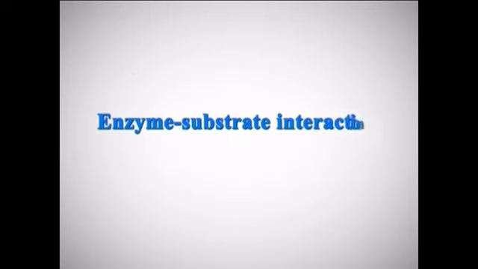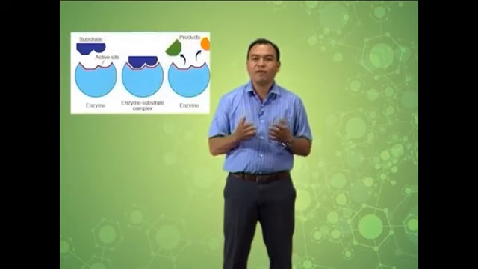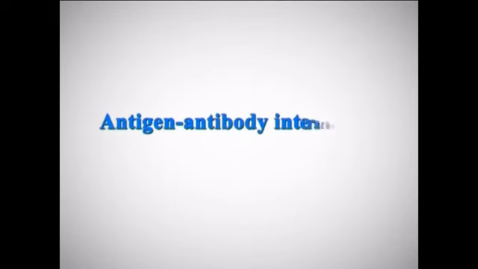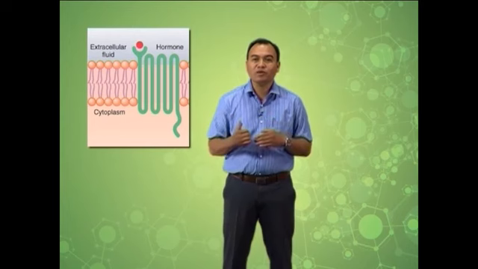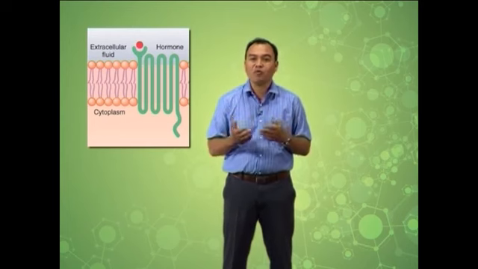Next is enzyme-substrate interaction. Non-covalent interactions like hydrogen bonding, hydrophobic, ionic, and van der Waals interactions are important in having specific interaction between enzyme and its substrate. Next is antigen-antibody interaction. As in enzyme-substrate interaction, those non-covalent interactions are important for specific antigen-antibody interaction. Next is hormone receptor interaction. Here, in this hormone receptor interaction also, those non-covalent interactions are important.